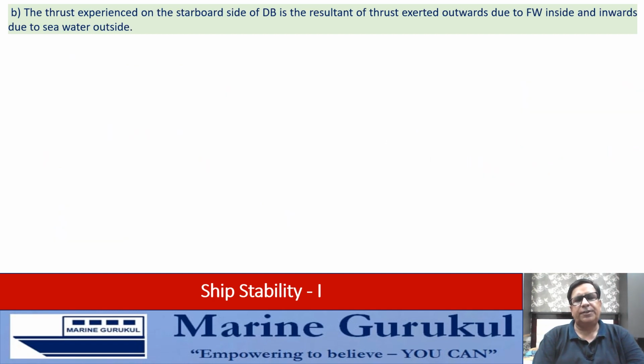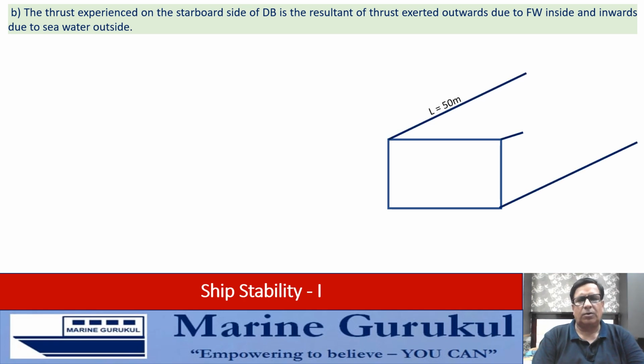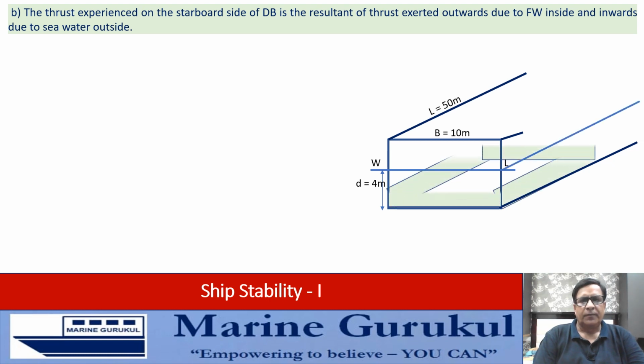The thrust experienced on the starboard side of the DB shall be the resultant of the outward thrust because of fresh water inside the tank and inward thrust because of the seawater outside the ship. Here we have the box-shaped vessel, 50 meters long, 10 meters wide, floating at a draft of 4 meters. Now let's represent the DB, which is 15 meters long, 10 meters wide and 2 meters high. So the blue shaded boundaries here represent the boundaries of the DB.